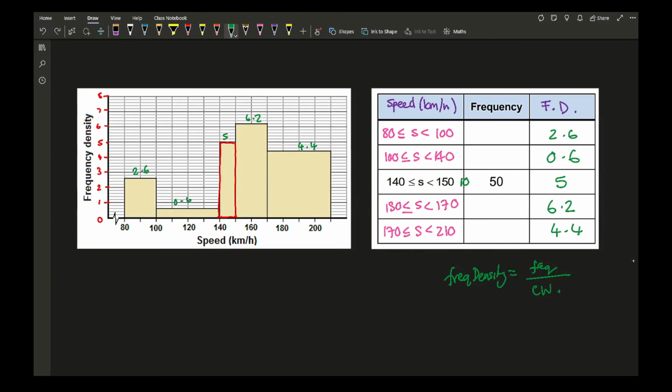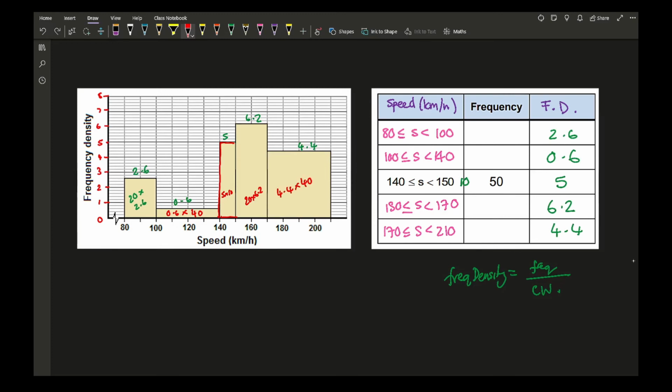You can work out the frequency by doing the area of the bar, so this one will be 20 times 2.6. The next one would be 0.6 times, and the width is 40. This one here is 5 times 10, I should say. Let me just go back and correct that. The next one is 20 times 6.2, and the last one is 4.4 times 40.